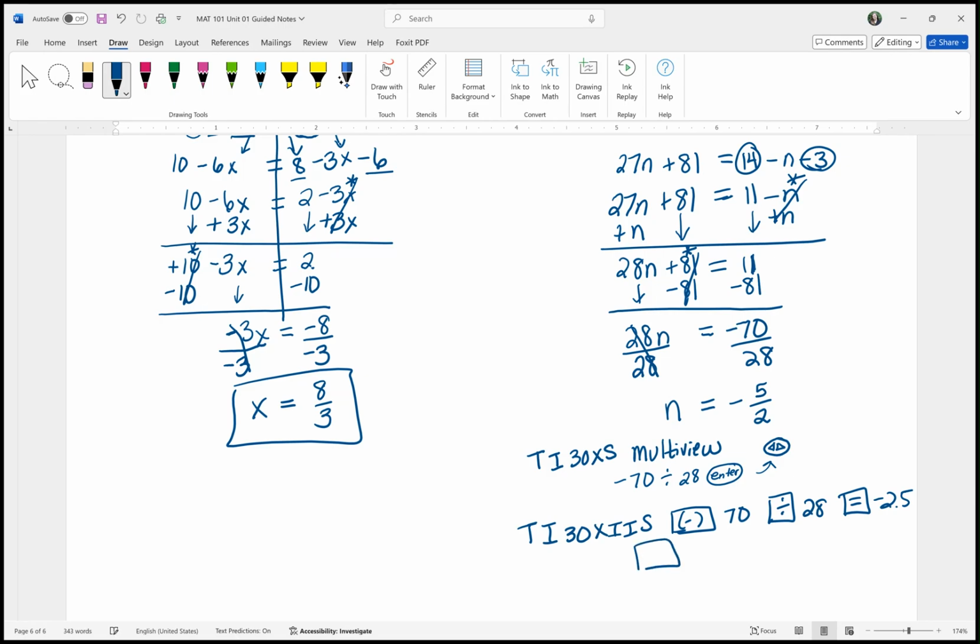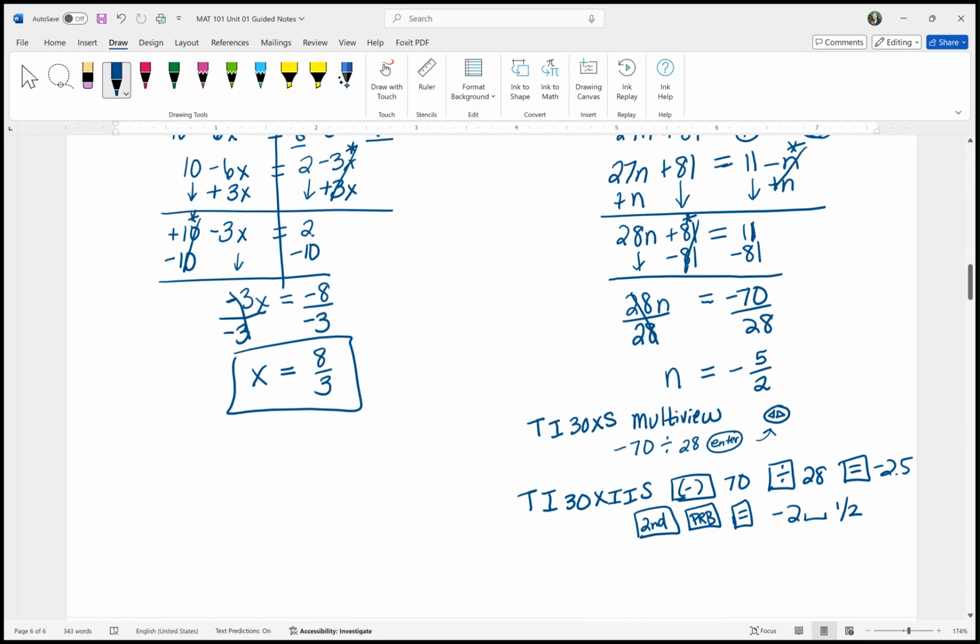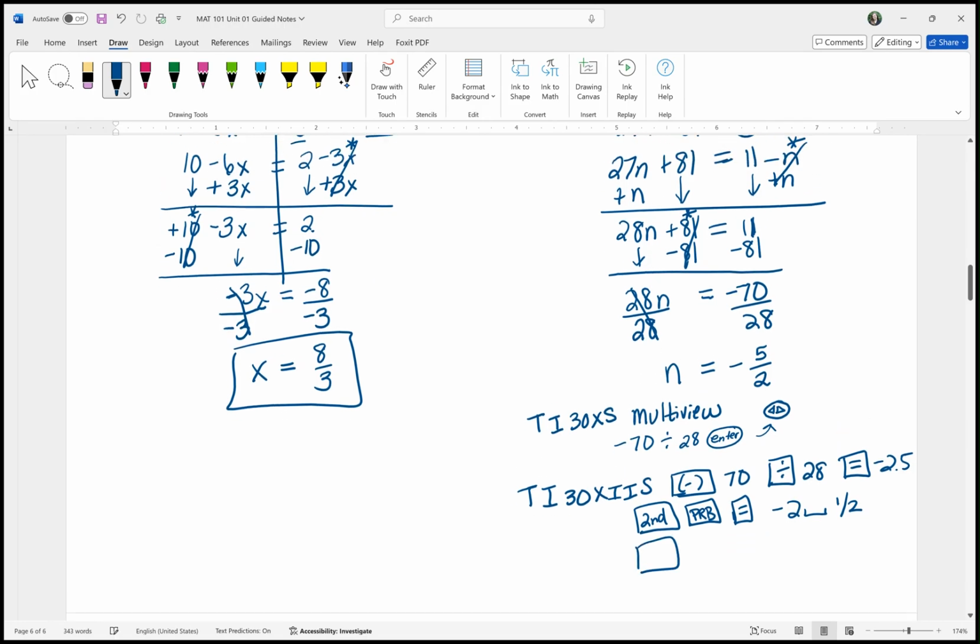So then you're going to hit second, PRB, equal. That's going to spit out -2 with a little bracket thingy, 1/2. So now we have a mixed number. We're getting closer, but that's still not completely what we need here. And then you're going to hit second, ABC, and then equal. And that will finally spit out -5/2.